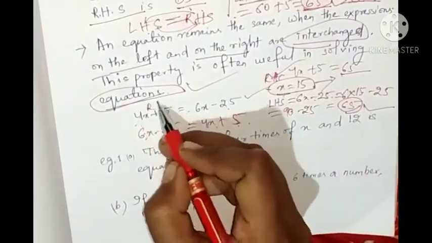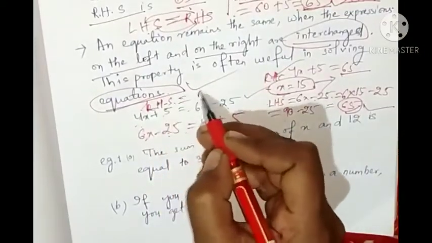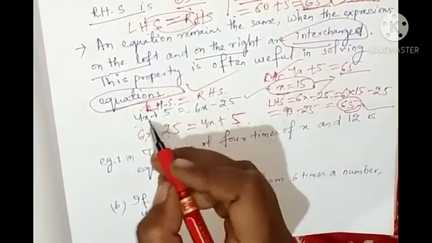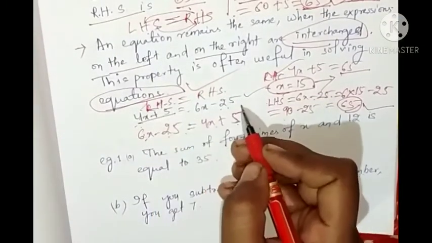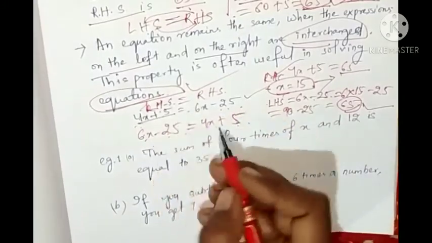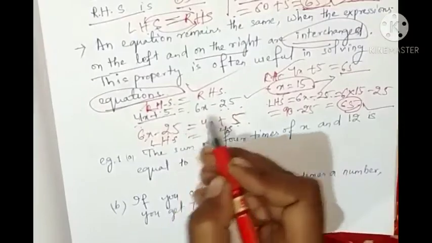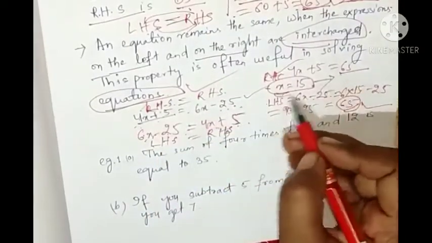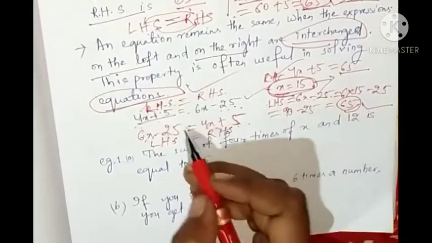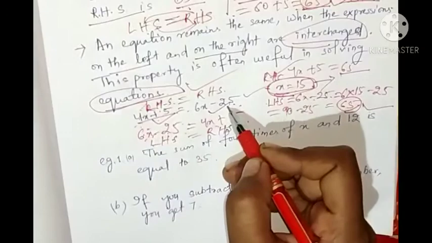Here LHS is equal to RHS. This one, 4x plus 5, is now the RHS. Here also LHS equal to RHS when we have interchanged, meaning 65 equal to 65. If the value of x is 15, then both expressions are equal.